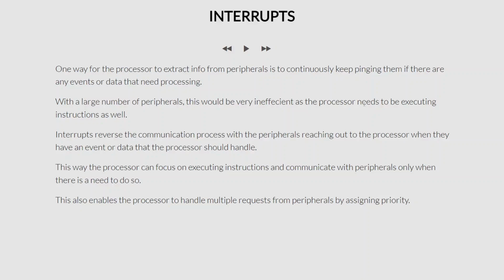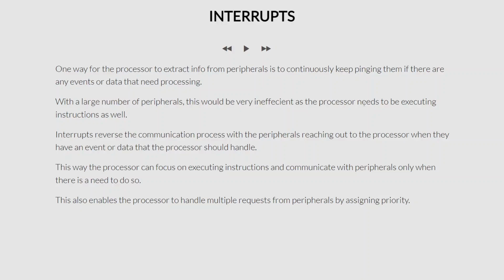Because remember, the processor also has to be executing instructions. That is the main objective of the processor, to actually process data, right? You wanted to run control algorithms, we wanted to do PI control, phase lock loop, all kinds of things. And those things also require time and resources. So you can't be expecting the processor to at the same time also be asking the peripherals if they have any data or event that needs to be processed.